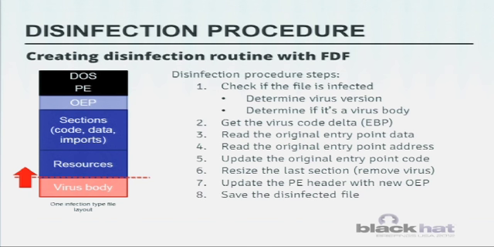We have to determine the virus version. We specifically made this for a specific version. Determine if it's a virus body. If it's not, we have to disinfect the file. Same steps as before. Get the virus code delta, read the original entry point, get the original entry point address, update the original entry point, resize the last section, update the PE header, save the file. So those are all the steps you need to do.